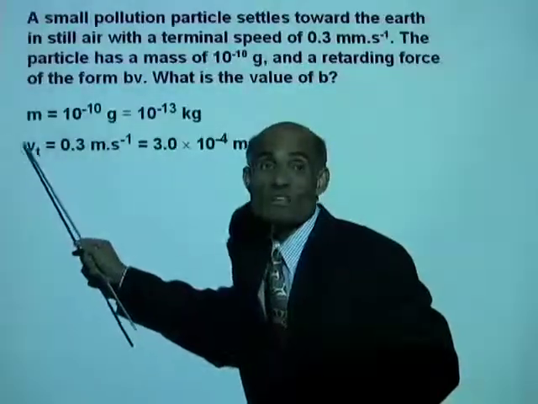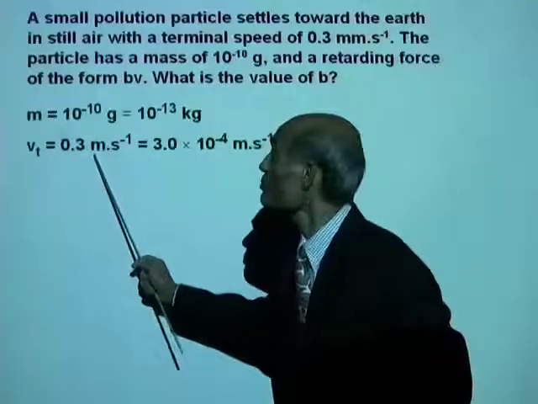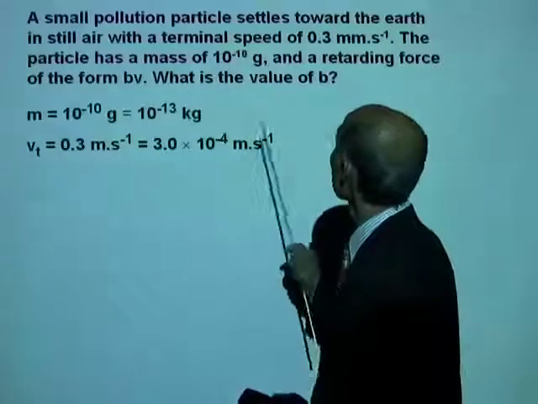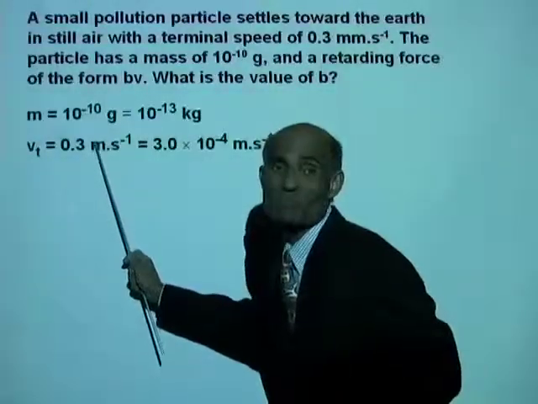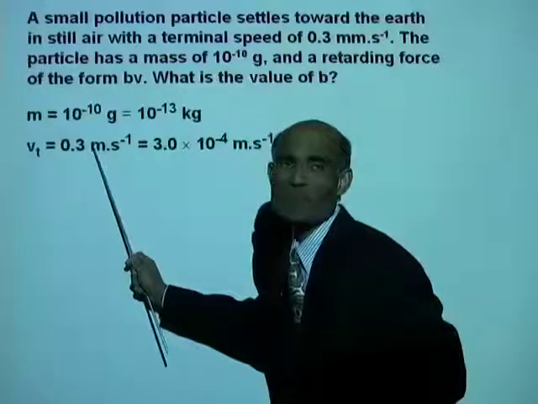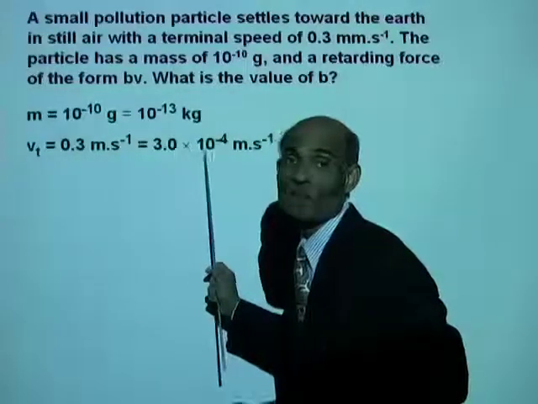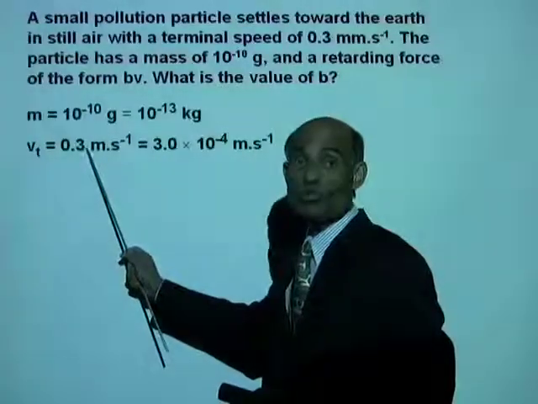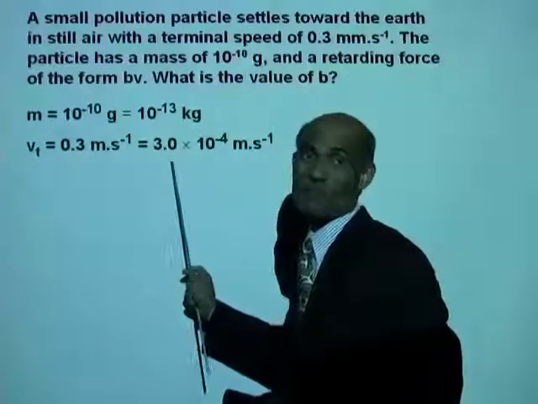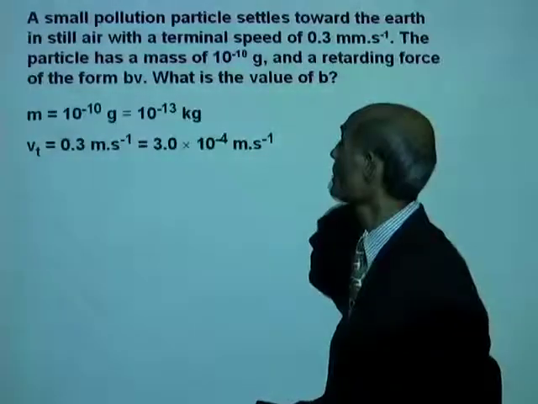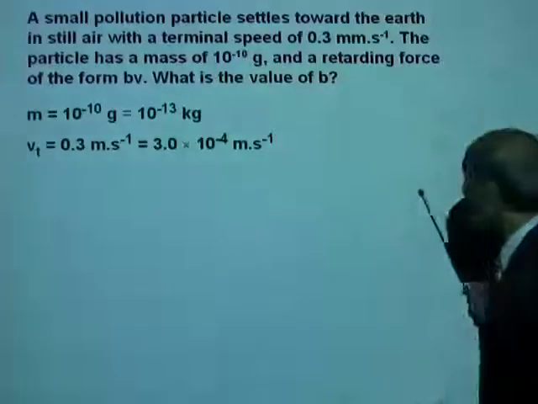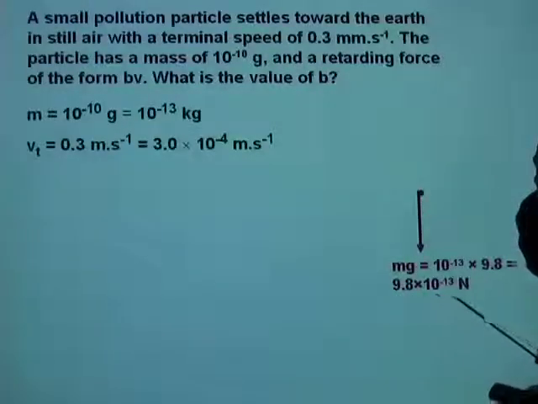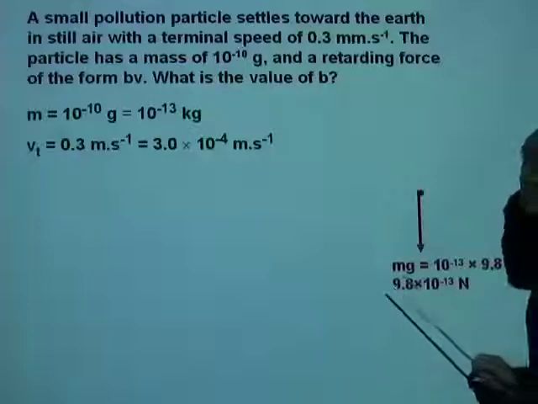The terminal velocity v sub t is 0.3 meter per second. Is that 0.3 meter per second? No, 0.3 millimeter per second. I meant to write millimeter here and convert that to meter. That will be 3 times 10 to the negative 4 meter per second. Now, can you see the pollution particle I have just drawn here? The weight is 9.8 times 10 to the negative 13 Newton.